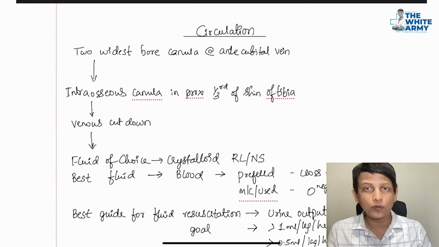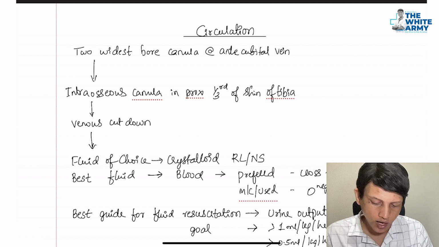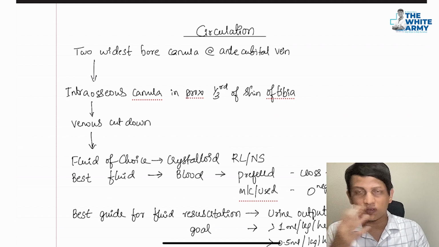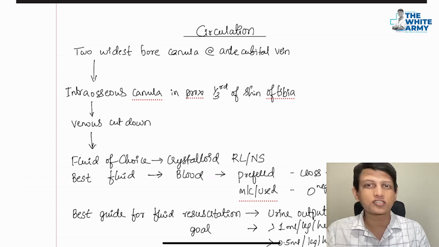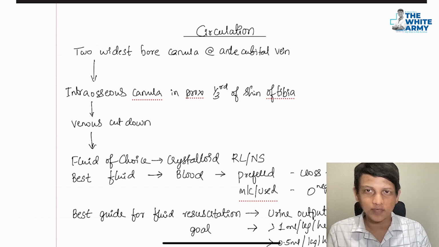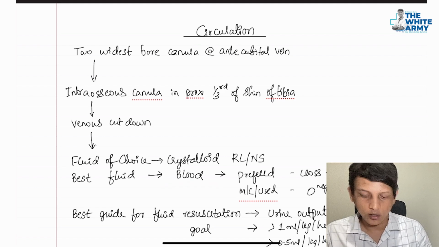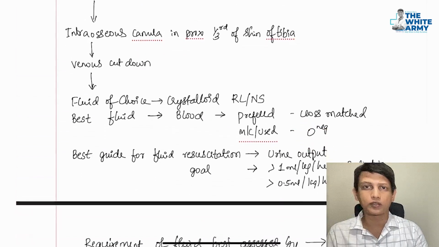Then we have to start giving crystalloid fluids. Fluid of choice is RL or normal saline, because immediately when the patient comes, whatever is available in the ward you give. If they ask which is the best fluid for resuscitation, lost blood can be replaced by blood only. That is the best alternative for blood. Preferred is always cross-matched blood, but to properly cross match the blood it takes 45 minutes. In a trauma scenario we can't wait so long. Most commonly used is the universal donor, that is O negative blood group.